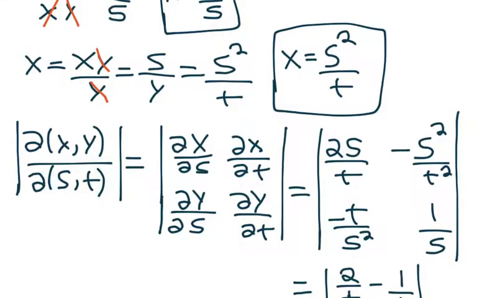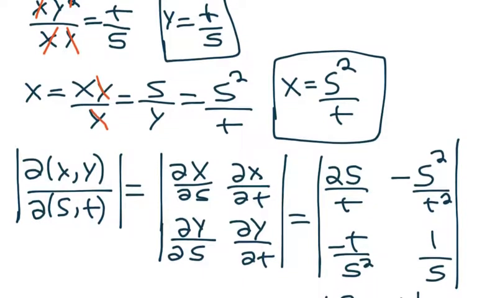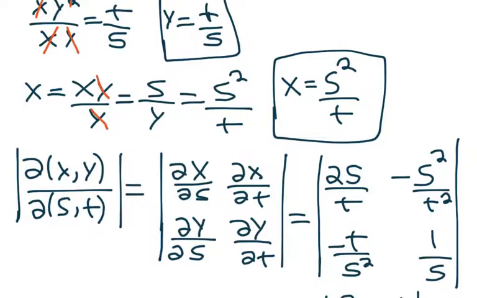Now we want to calculate the Jacobian. So we are going to take our x and do dx over ds, the derivative of x with respect to s, and that gives us 2s over t. If we do the same thing with respect to t, we get minus s squared over t squared. Now we do dy over ds, the derivative of y with respect to s, which is simply minus t over s squared. And then dy over dt, the derivative of y with respect to t, is 1 over s.